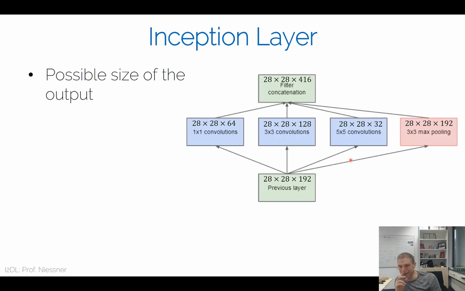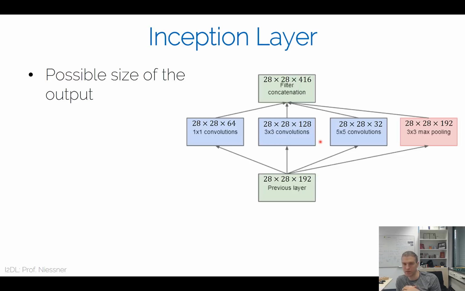And then what you're doing is, you're just adding all the stuff together. So now you have 64 plus 128 plus 32 plus 192. And this should be 416 in total. So this is the filter concatenation, right? And this is kind of a cool idea. The idea is basically you have different operators within one layer and you can learn different filter sizes at the same time. And I think that's kind of a nice tweak.